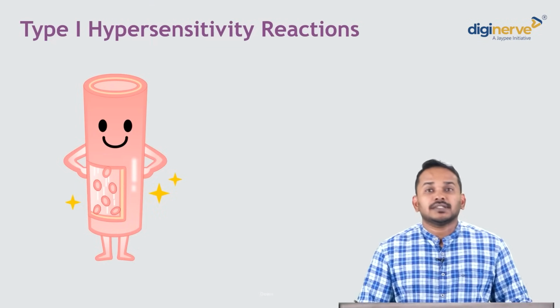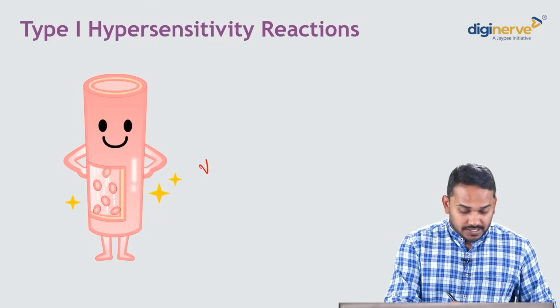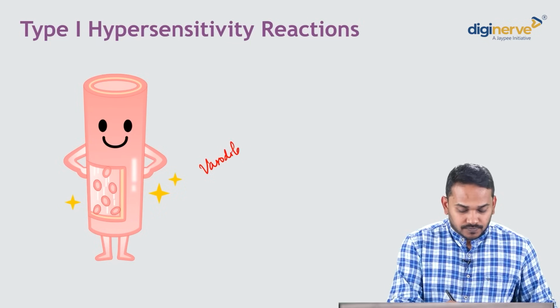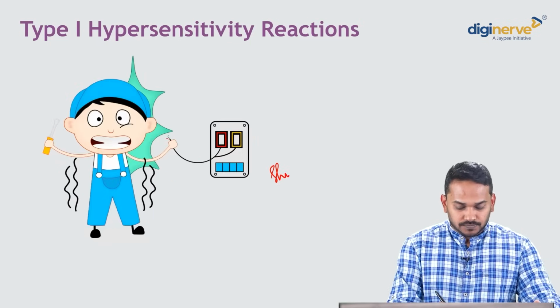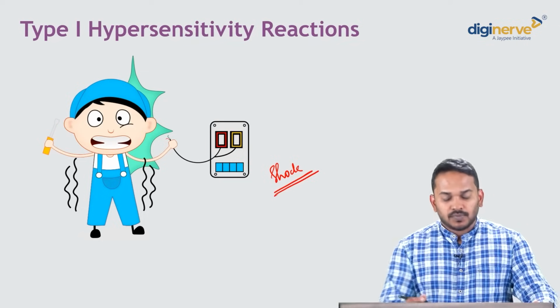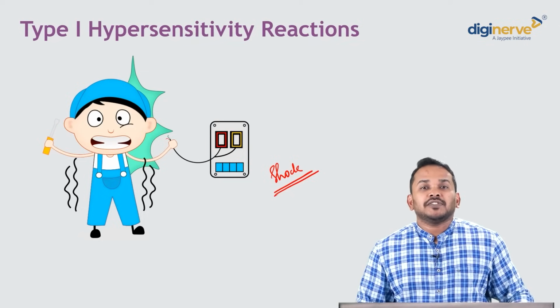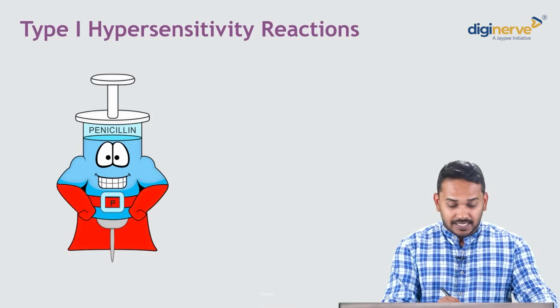In the blood vessels, it can produce vasodilation and can lead to shock. So, this type 1 hypersensitivity reaction is usually seen with penicillins.